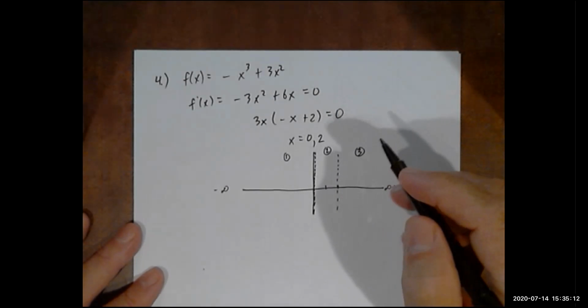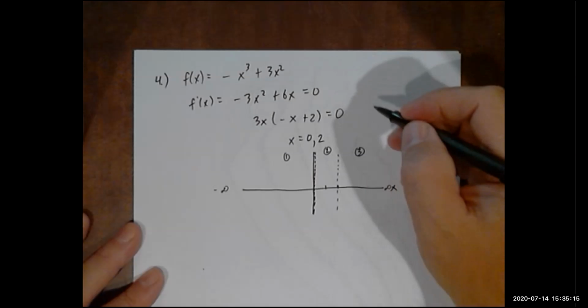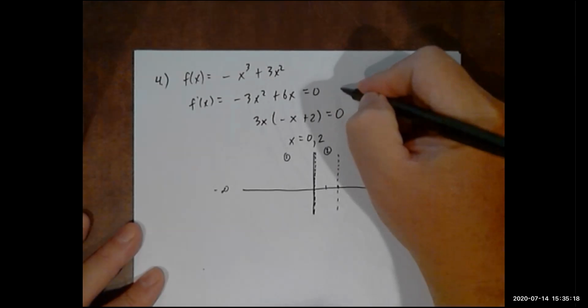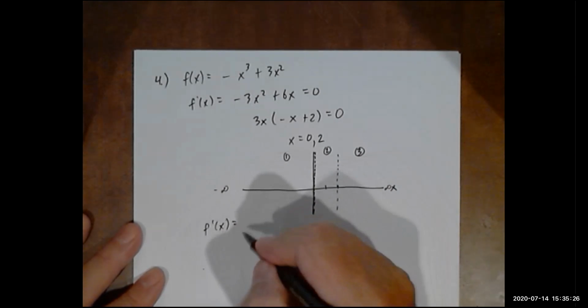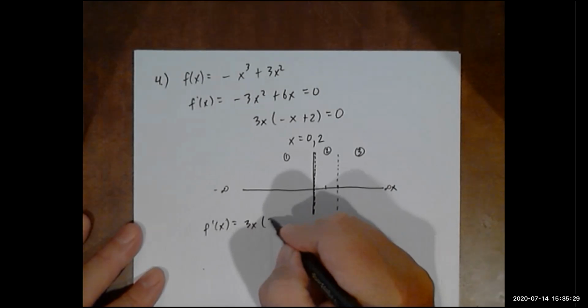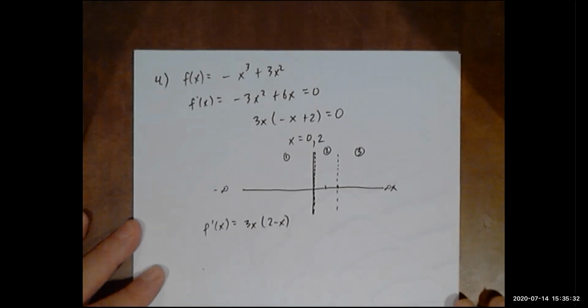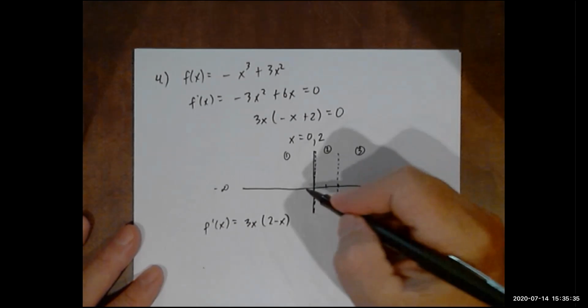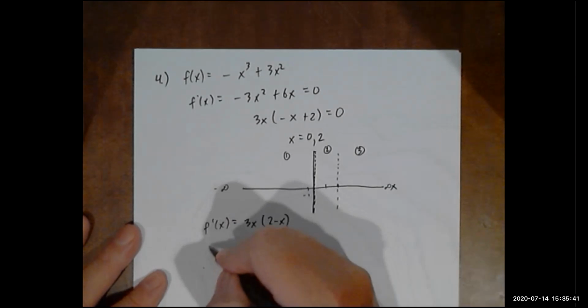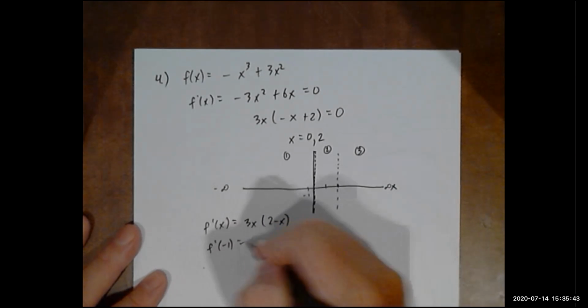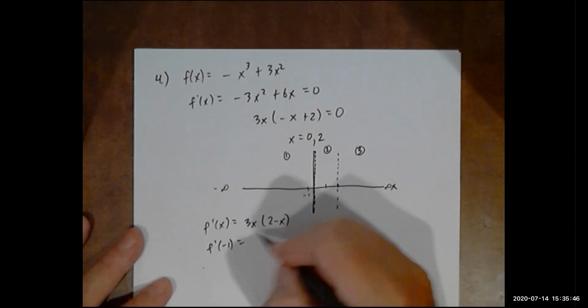So once again, I'm going to rewrite my first derivative in a little nicer form, to make it easier for me. Let me write it here. The first derivative is going to be 3x times 2 minus x. So I'm going to pick a value of x in each region. So in region 1, I'll choose minus 1 right here. So I'm going to plug in minus 1 into my first derivative. And really all I care about is the signs. I don't care about the numbers. So 3 times negative 1 is a negative.